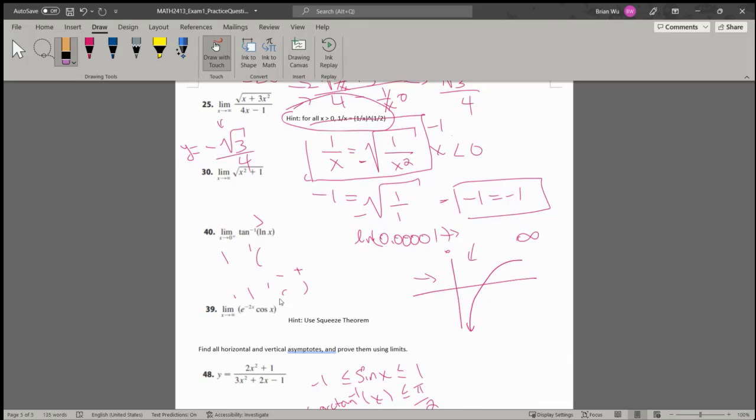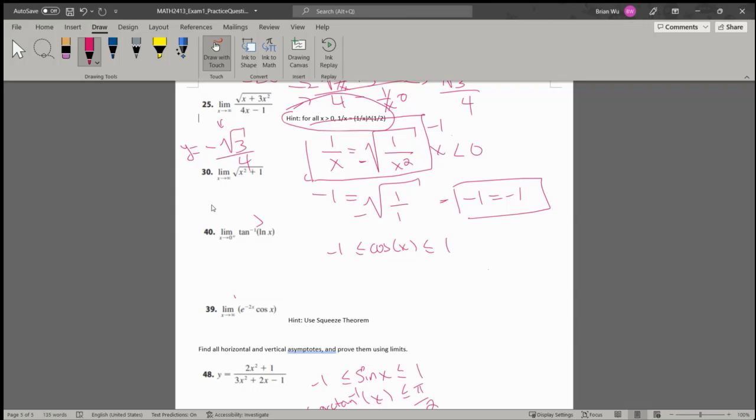Just erase this. So for this one, the hint is to use the squeeze theorem, and that's basically because we need to use this property or this inequality to solve it. Note that if we tried to plug in infinity normally, this one would go to 0, but the limit of cosine x as x approaches infinity actually does not exist because it just keeps fluctuating over and over. So that's why we had to use the squeeze theorem in this case, and not any of the other limit laws.